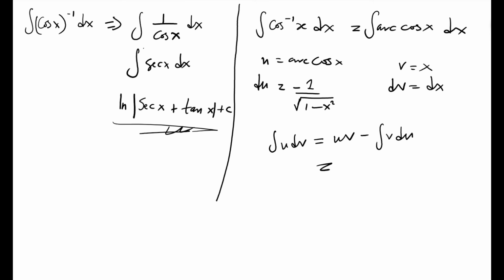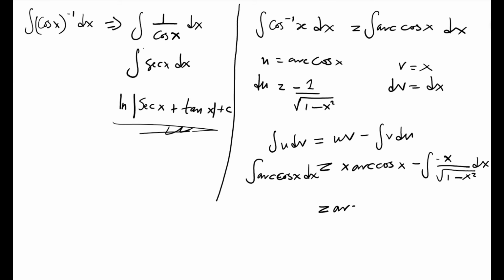So this will be the integral of arccos of x dx equals x arccos of x minus the integral of minus x over the square root of 1 minus x squared dx, of which this will just give you x arccos of x minus the square root of 1 minus x squared plus c.